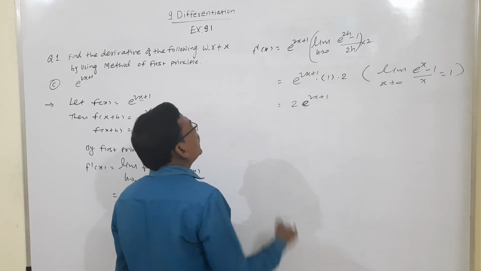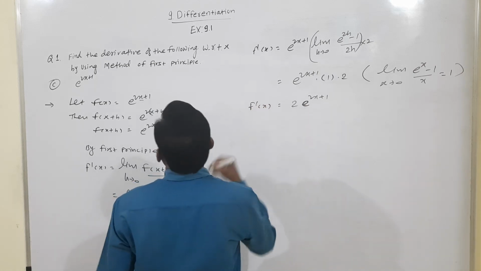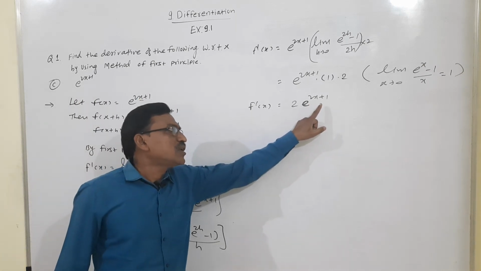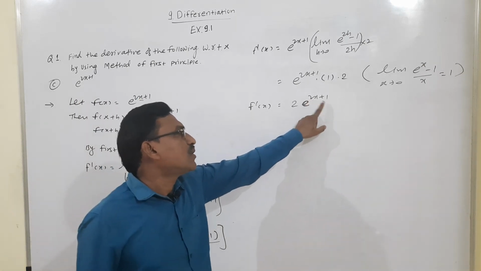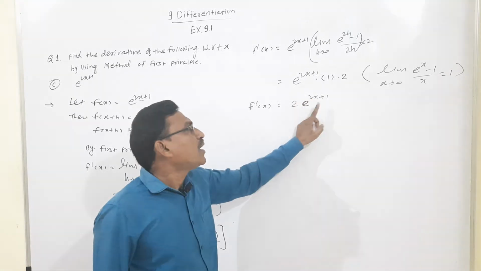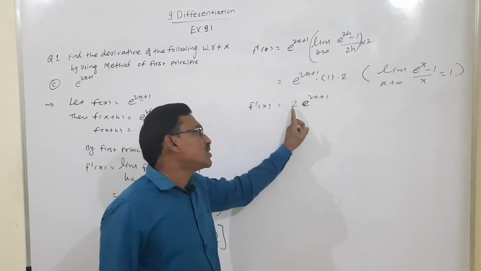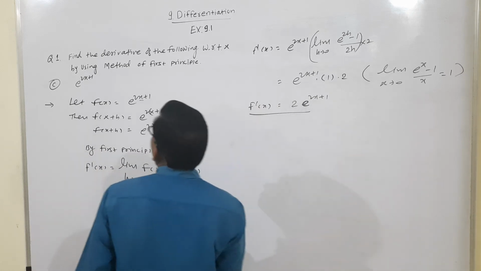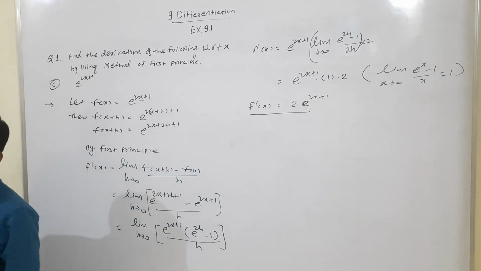So the derivative of e raised to 2x plus 1 is e raised to 2x plus 1 into the derivative of 2x plus 1. The derivative of 2x is 2 and the derivative of the constant 1 is 0. That's why 2 into e raised to 2x plus 1 is the derivative of e raised to 2x plus 1.